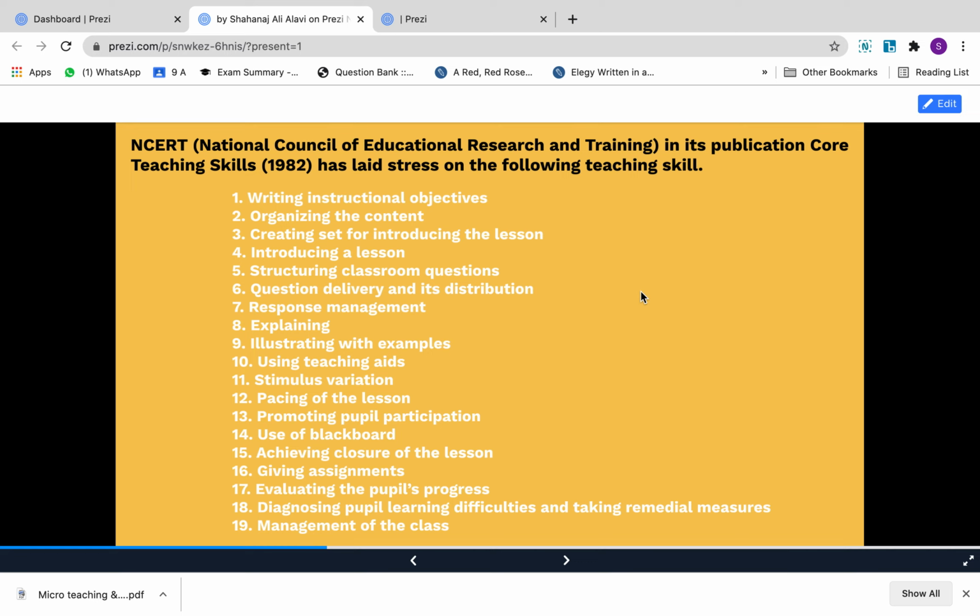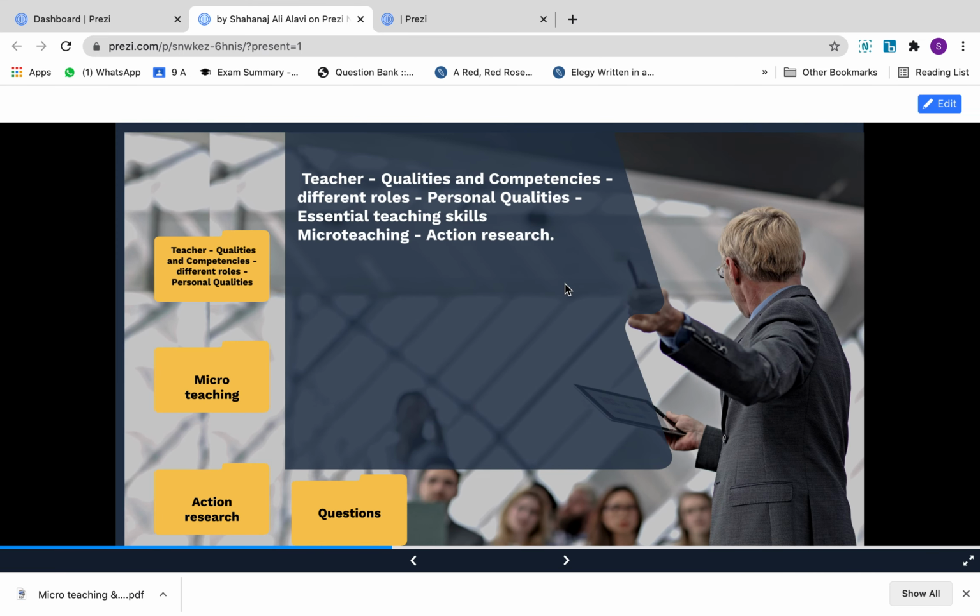So the list of these skills can vary. See, any educator can come up with a new set of skills. We know that a classroom is a social setting, and there are lots of conversations going on, and it's a very dynamic atmosphere in a classroom. So you can list many other types of skills other than all these listed skills. Okay, so these are some of the core skills given by NCERT. Okay, fine. So that is all about micro teaching.